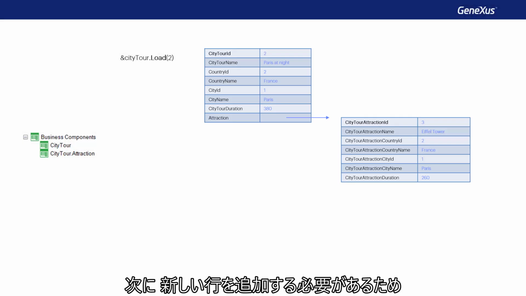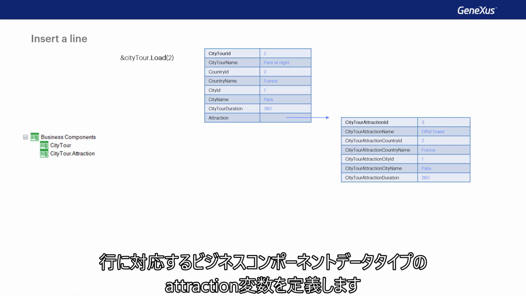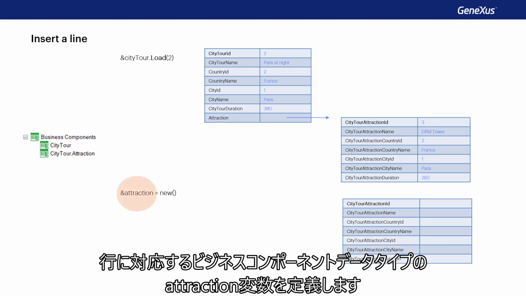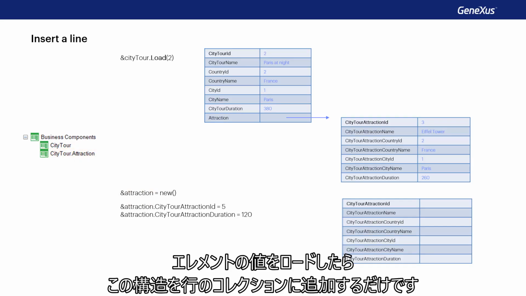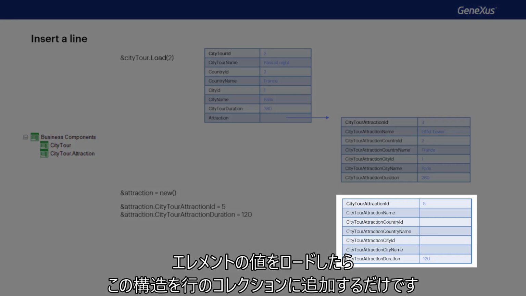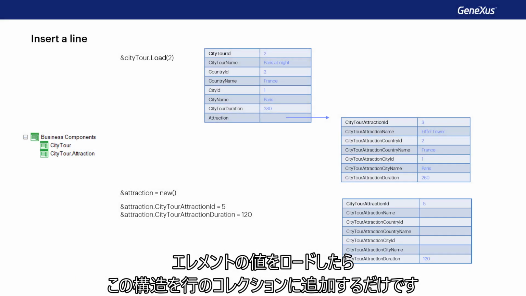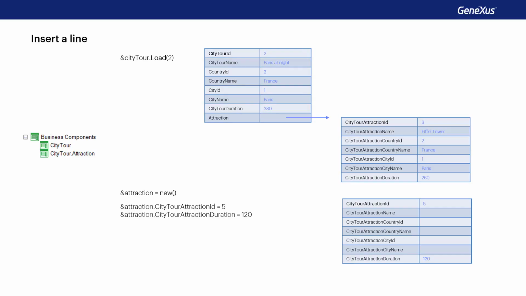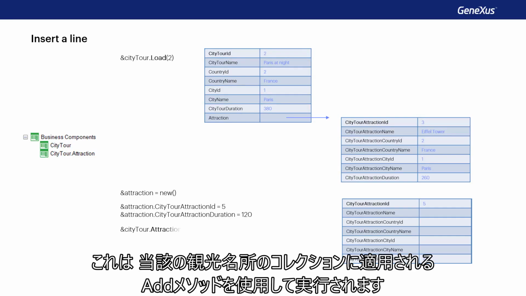Then, as we'll need to add a new line, we define an attraction variable of the business component data type corresponding to the lines. After loading the values of its elements, we only have to add this structure to the collection of lines. This is done with the add method applied to the attraction collection.